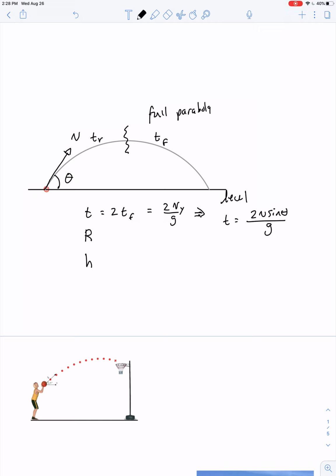The range is equal to v squared sine 2 theta over g, and the height is equal to vy squared over 2g, so in turn the height is equal to v squared sine squared theta over 2g.